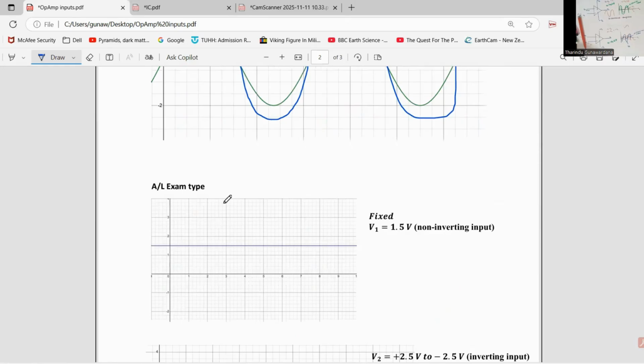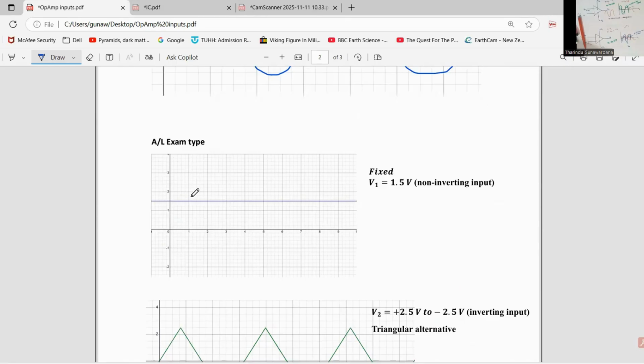Now look at this A-level exam type question. Right here, you can see this is V1. Usually they will give a question like this. V1 is a constant, 1.5 volts. This voltage is fed into the non-inverting input. So V1 equals 1.5.